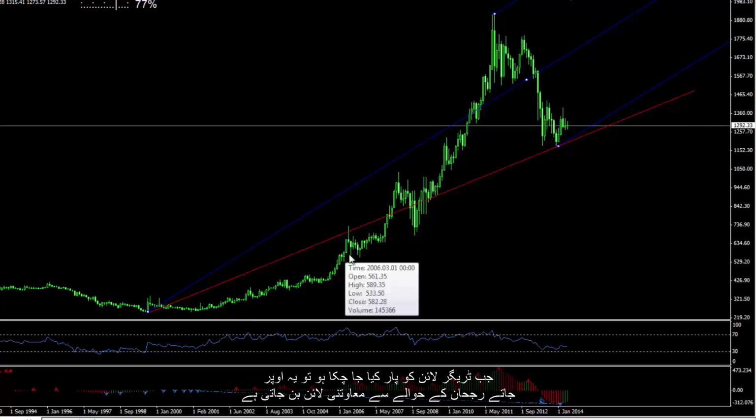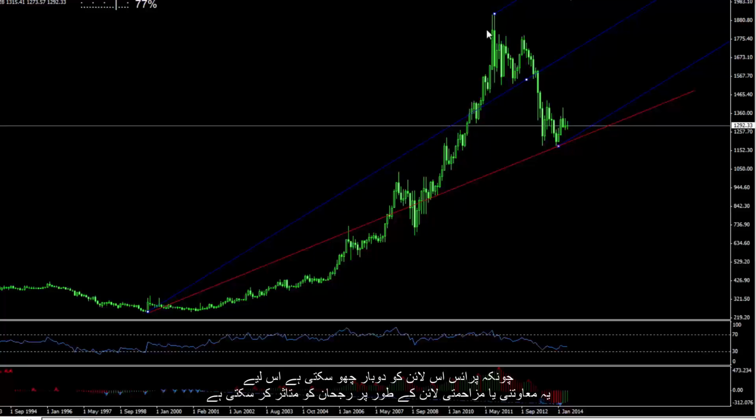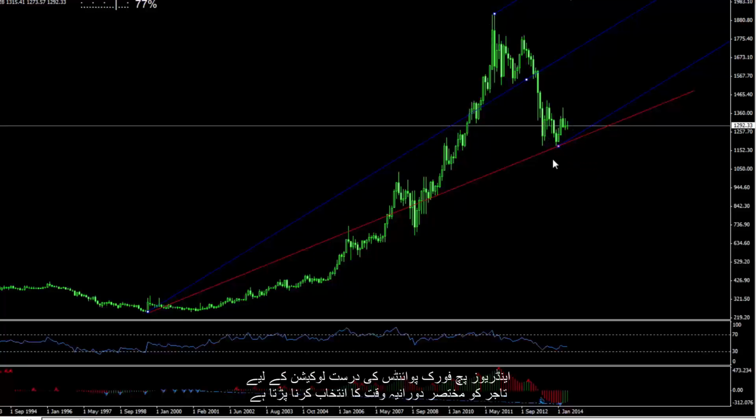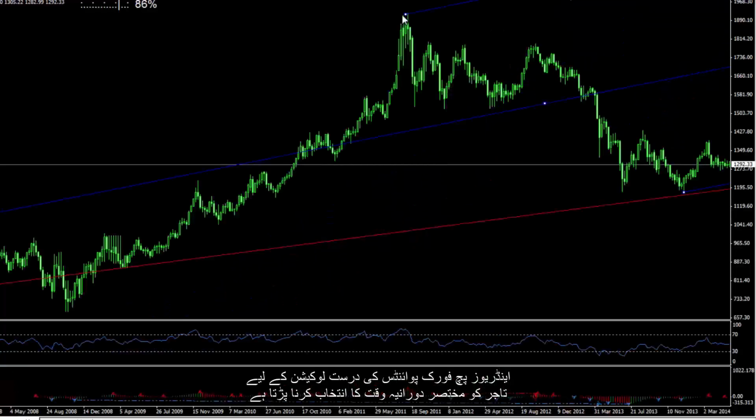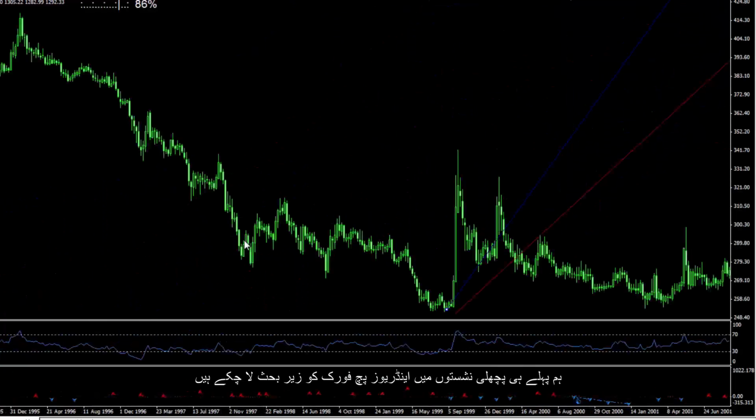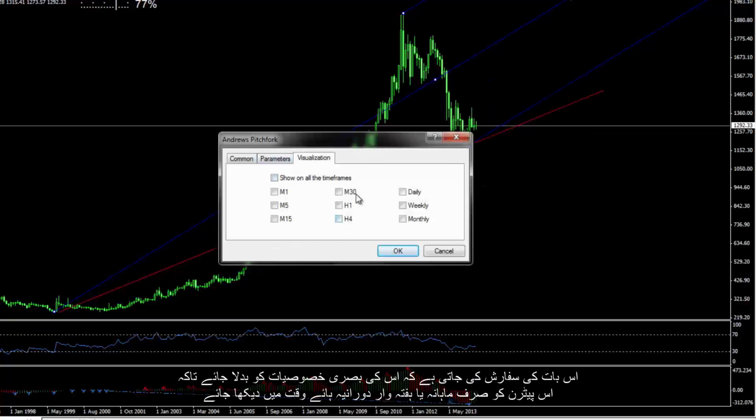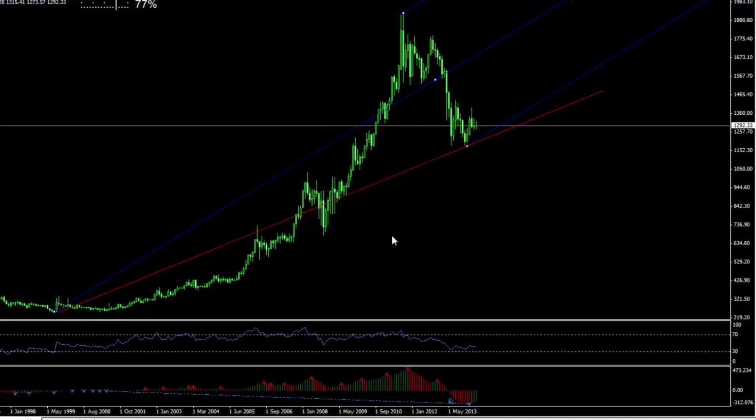After the trigger line has been crossed, it becomes a support line for an uptrend. Maybe price touches this line again, so it may affect the trend as a support or a resistance line. For more accurate location of Andrew's pitchfork points, a trader must select a shorter time frame. We have already discussed Andrew's pitchfork in earlier sessions. It is recommended to change its visualization properties to see this pattern only on monthly and weekly time frames.